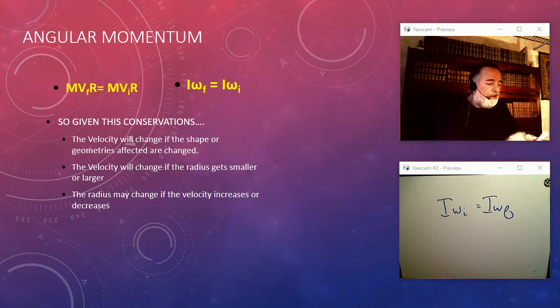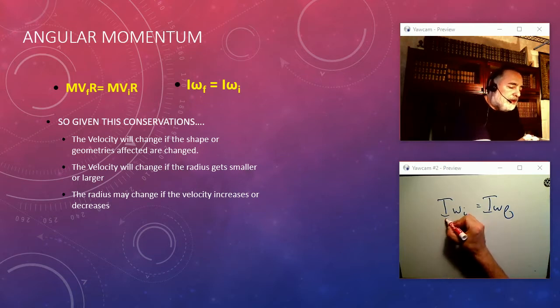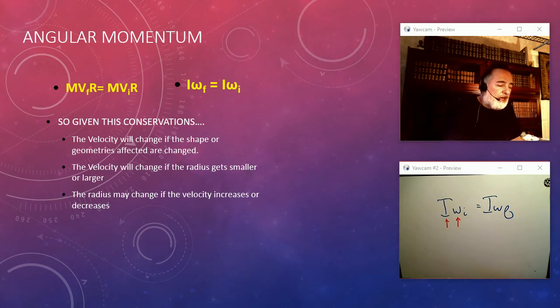If I know the geometry and I know the initial speed, if I change this geometry, then the speed is going to change up or down, right, to keep the equality. That angular velocity will change if the shape or geometry is changed, if the radius gets smaller or the mass gets less for some other reason, whatever it might be.